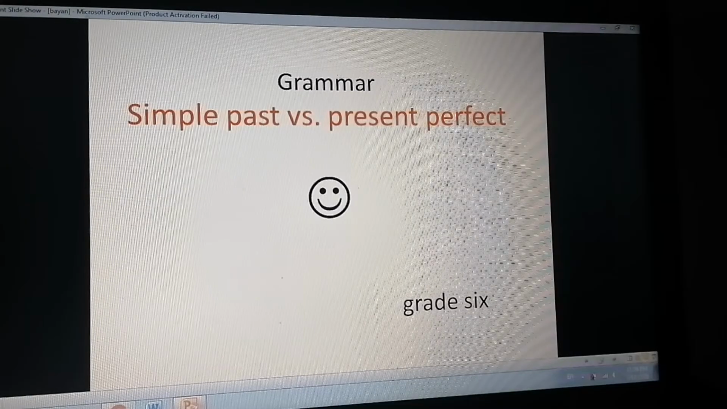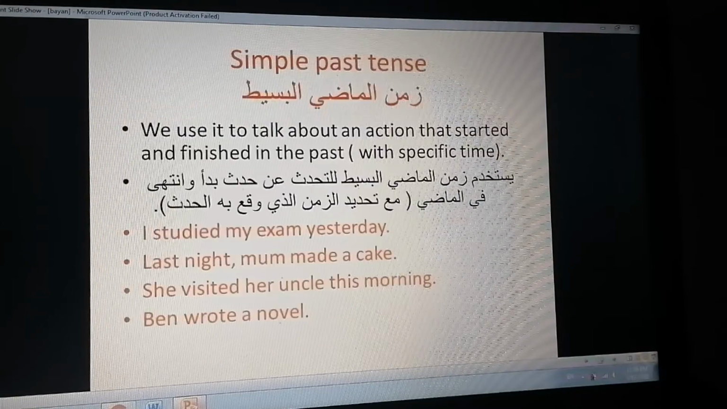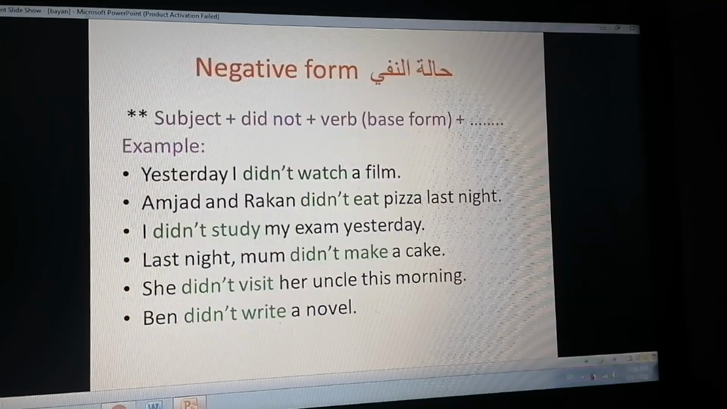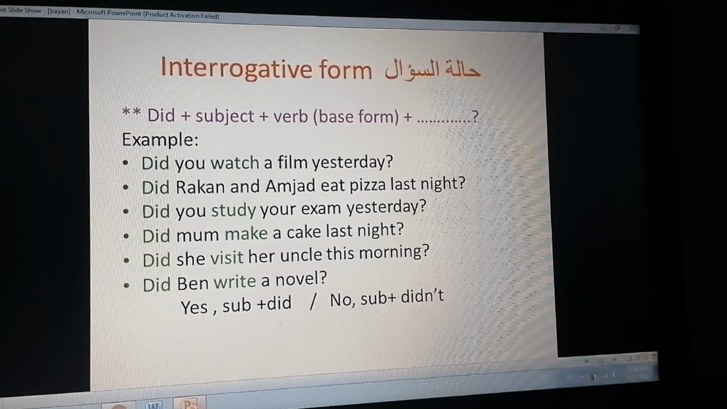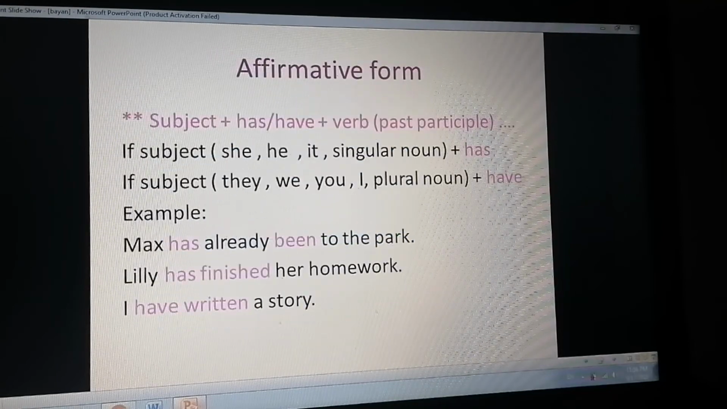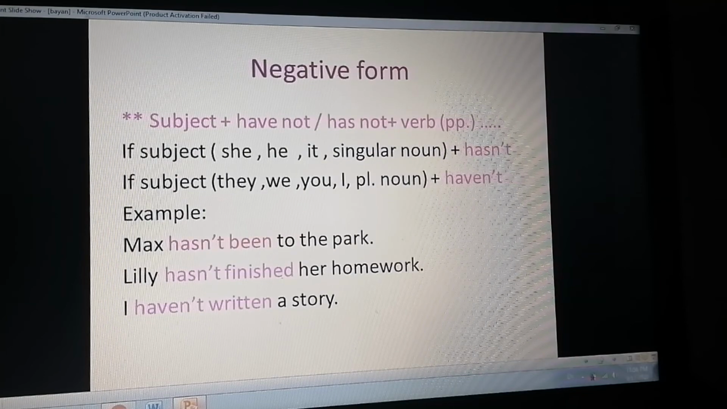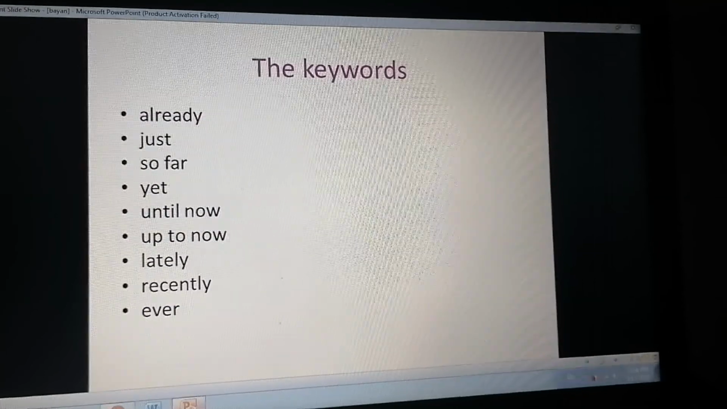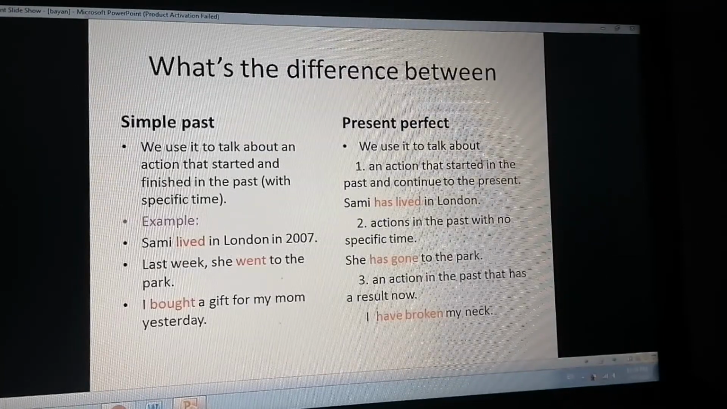After that, I hope you understand the difference between simple past and present perfect. When do we use simple past tense, زمن الماضي البسيط, the structures of sentence in affirmative form, in negative form, interrogative form, and the keywords. When do we use present perfect tense, affirmative form, negative form, and interrogative form of structures and sentence, the keywords. Last one, what's the difference between simple past and present perfect?